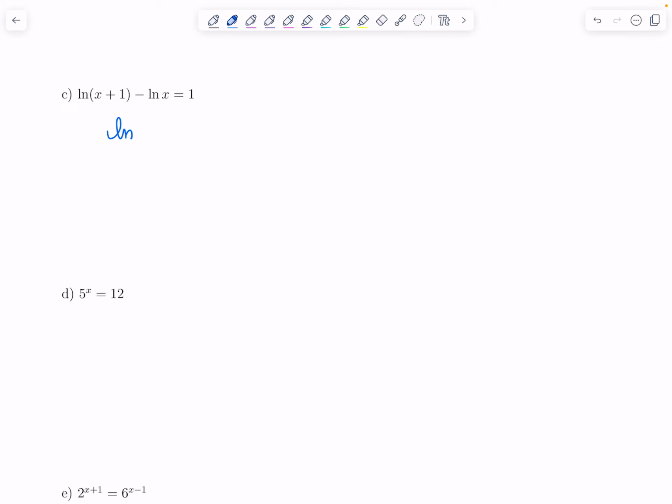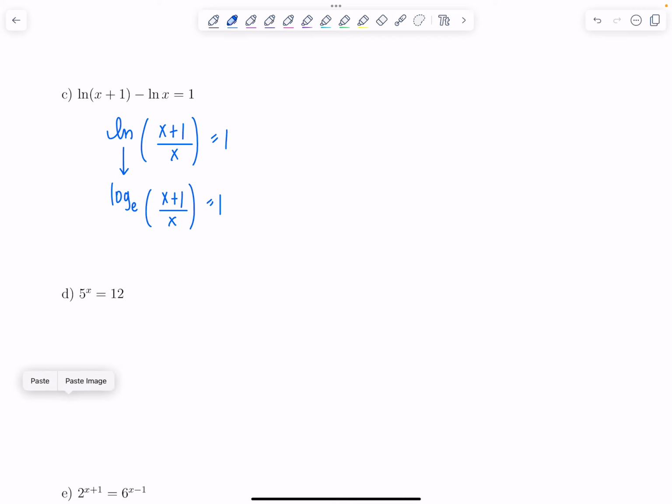So you have natural log of x plus 1 over x equals 1. And then you want to rewrite this in exponential form. But if it's too aggressive for you to just jump straight there, you can rewrite this as log base e of x plus 1 over x equals 1. That's totally valid if you want to do that first. Then we can do the loop-de-swoop, right? E raised to the first equals x plus 1 over x.